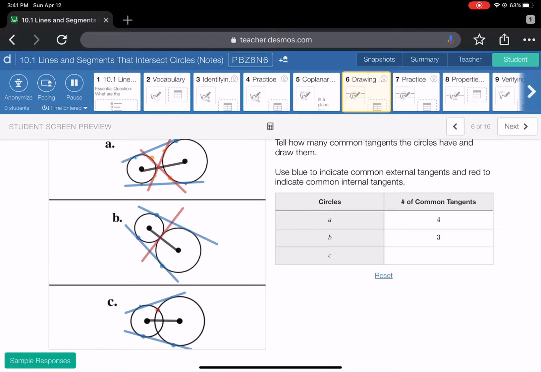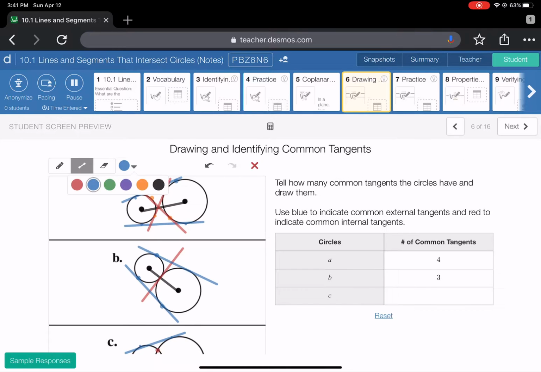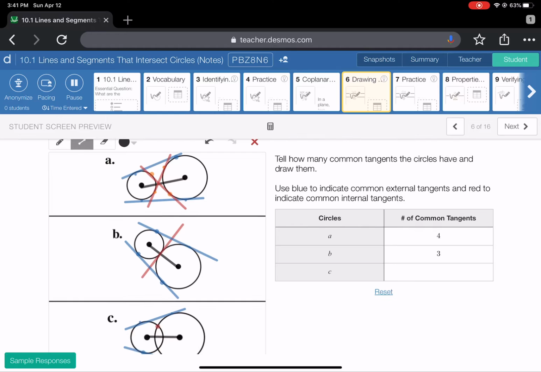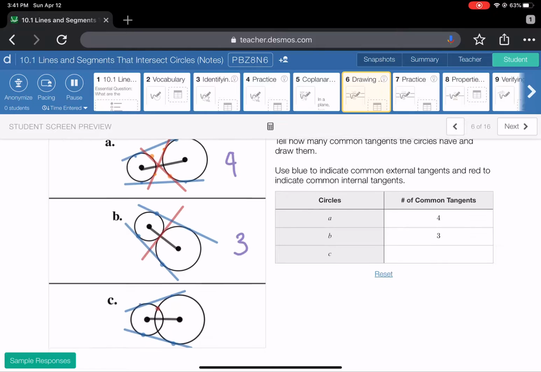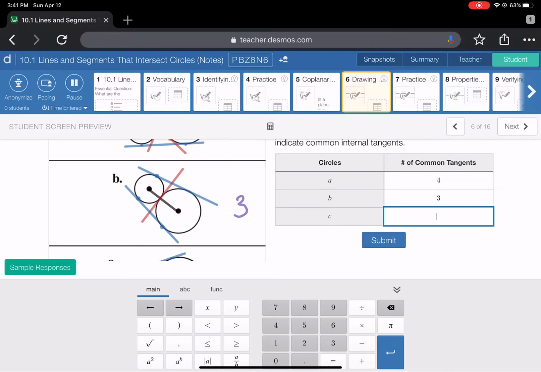All right, so we have circles that do not intersect. We'll have 4. Looks like we'll have 4. Circles that intersect at one point, looks like we'll have, at least in this form here, 3 common tangents, and then circles that overlap twice, looks like we're gonna have 2.